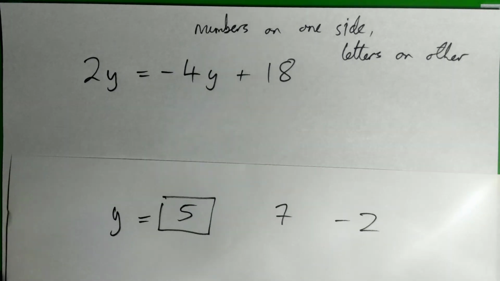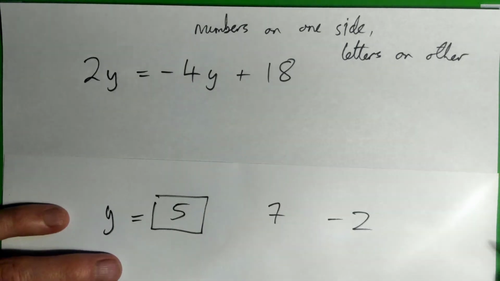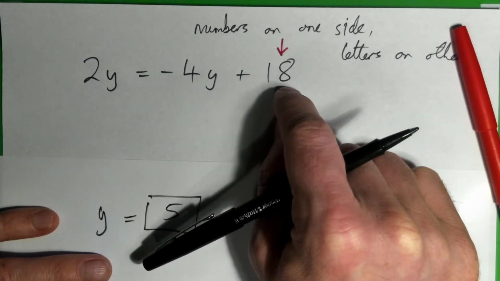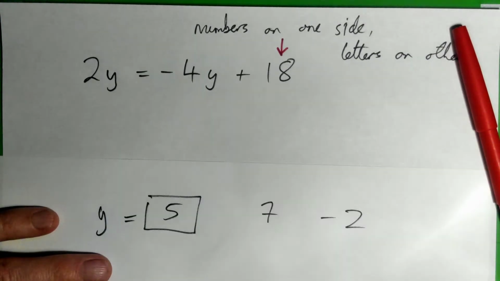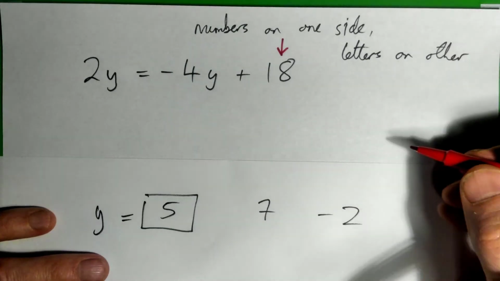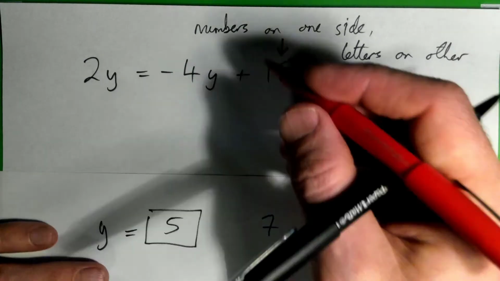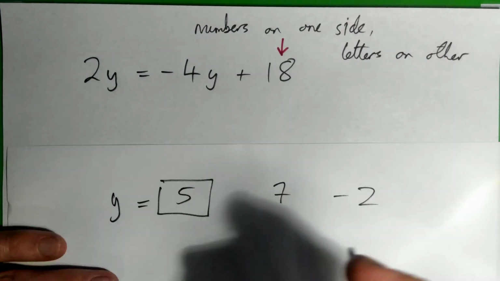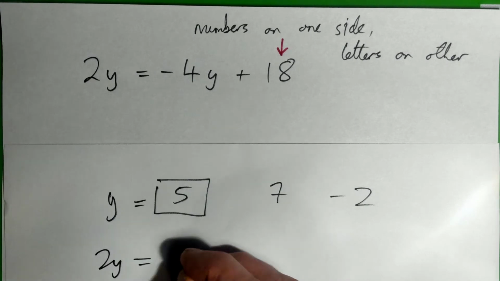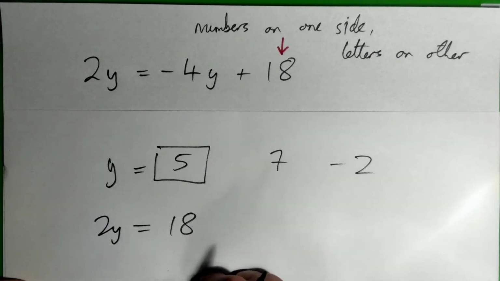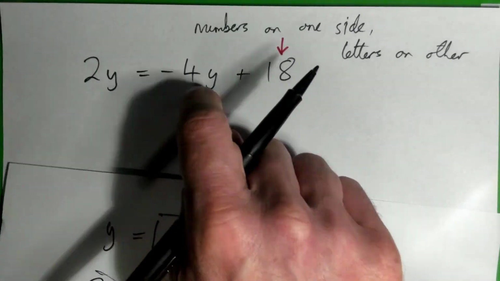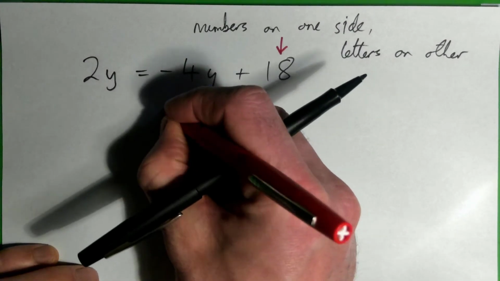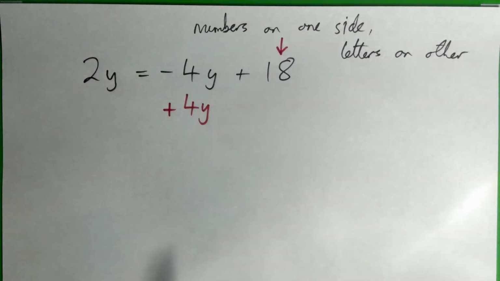So how do we get all the y's on one side and numbers on the other? In other words, how can we just leave this 18 where it is? How can we isolate the 18? That's how we think about it. We tried to get rid of this negative 4y. This is messing up our life. Because if the equation was just something like 2y equals 18, that's fine. We can just divide by 2, right? But it's not that. Because we have this darn negative 4y, and we need to get rid of that.